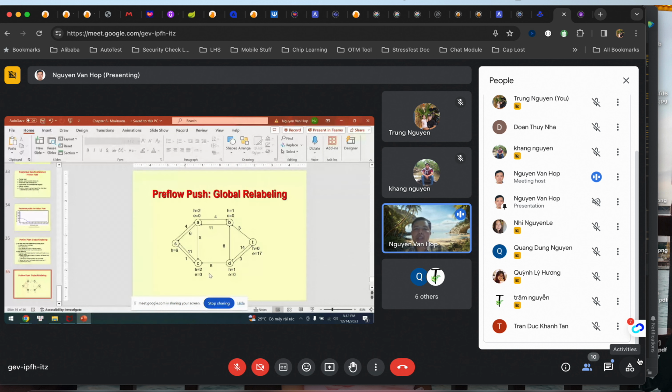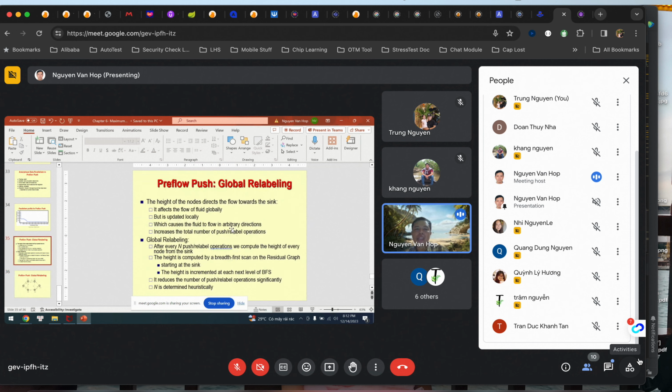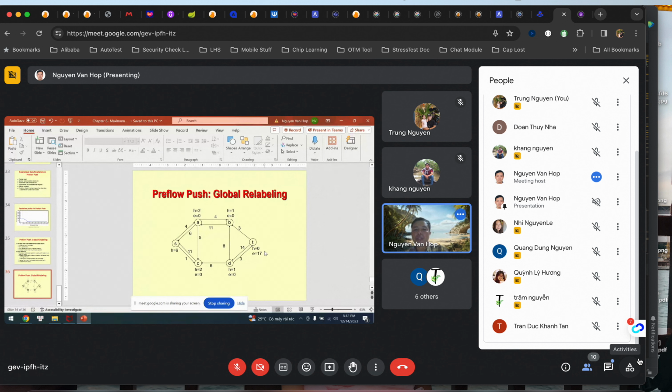And you see that after global labeling, you will have the same way like this: move backward and forward. Yeah, that's it. Actually, the principle is similar. Every global label operation can build the height of every node from the sink, and the height is computed by a first scan of the residual graph. Okay. That is the clear example.